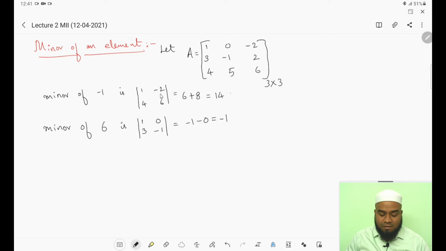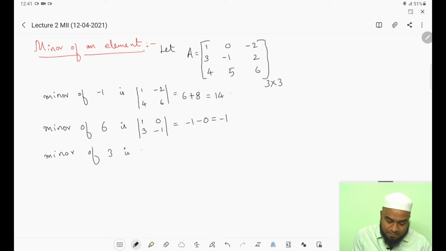See, all these are the minors of second order. We can find one more. We can find the minors of all the entries. Actually, I'm considering a few examples. We can find the minor of 3. Minor of 3 is the determinant of, see, 3 lies in the second row and first column. You remove this row and this column. So what will remain? 0, minus 2, 5, 6.